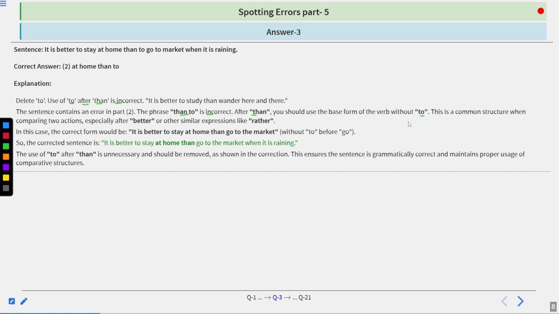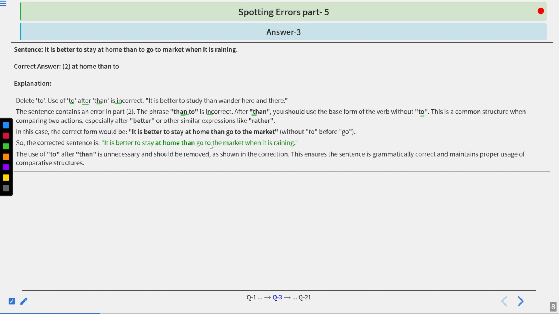This is a common structure when comparing two actions, especially after better or other similar expressions, like rather. In this case, the correct form would be, it's better to stay at home than go to the market, without to before go. So the correct sentence is, it's better to stay at home than go to the market when it's raining.